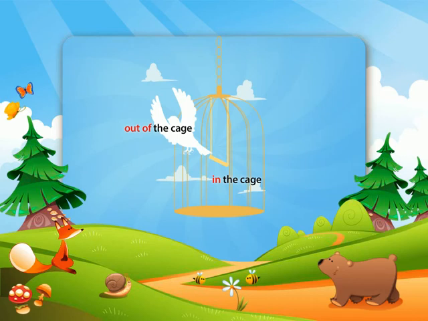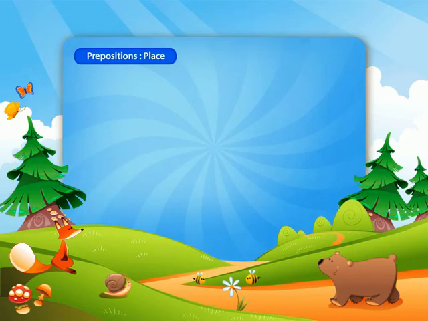Prepositions are used before nouns to show time, location, or direction. There are many types of prepositions in English. Let's take a look at the prepositions that show location. These are called prepositions of place. Three common ones are in, at, and on.